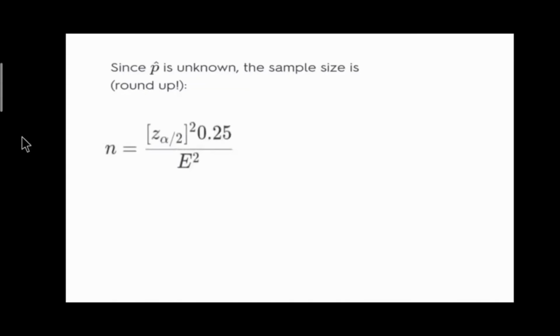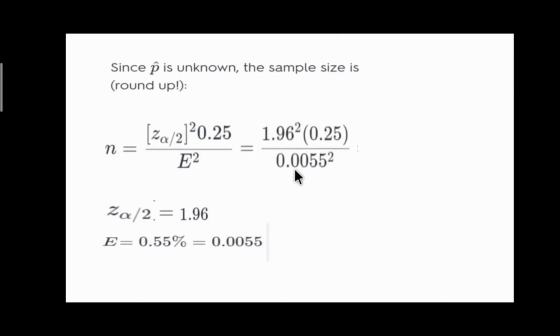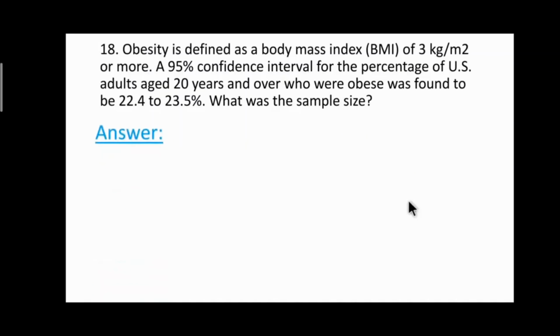So, this is our formula, and z alpha over 2 is equal to 1.96. Our margin of error is equal to 0.55% or 0.0055. So, when we substitute into the formula, 1.96 raised to 2 times 0.25 divided by 0.0055 squared is equal to 31,749. So the answer in number 18 is, the sample size is 31,749. And that's all. Thank you for listening. God bless.